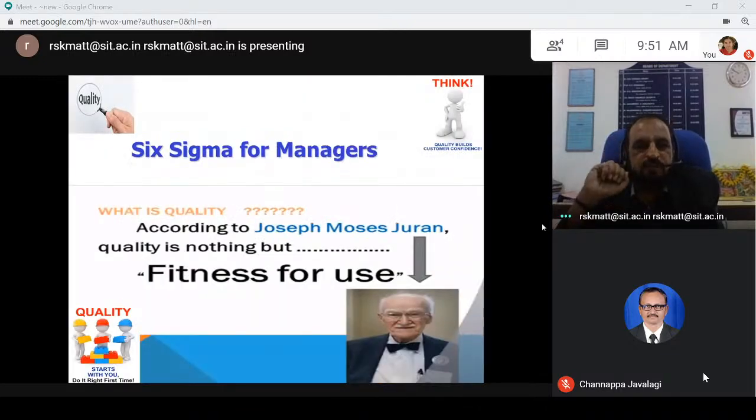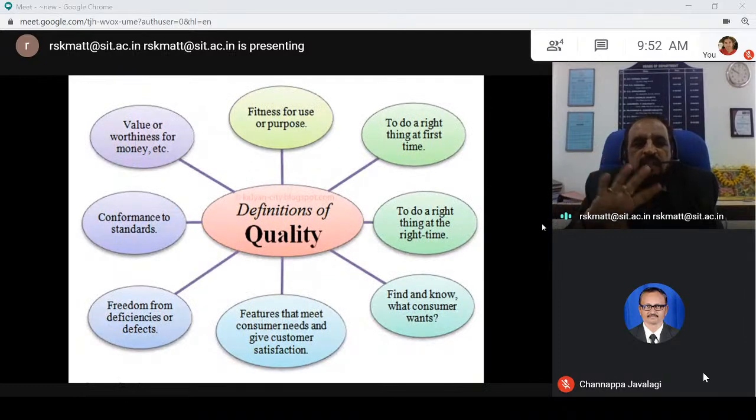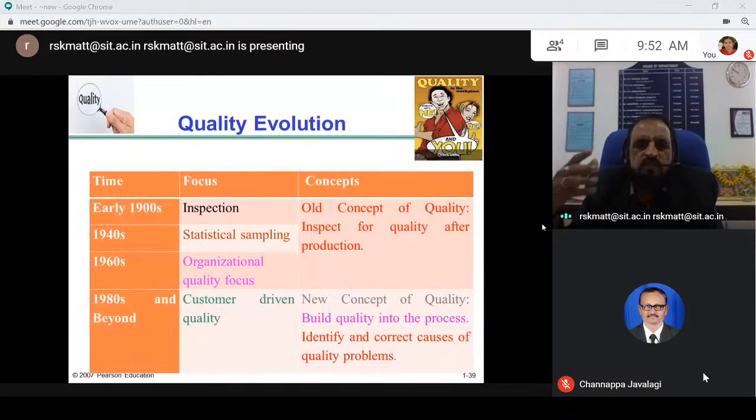Okay, that's about lean. Then I want to talk about quality and Six Sigma. Quality was defined by Joseph Juran, who is called a quality guru. He defined quality as fitness for use. Other definitions of quality are to do the right thing at the right time, conformance to the standard, conformance to the specification, and so on. So there are different varieties of definitions for quality, and I want to talk about quality evolution now.